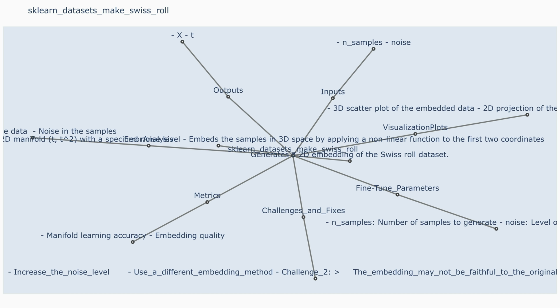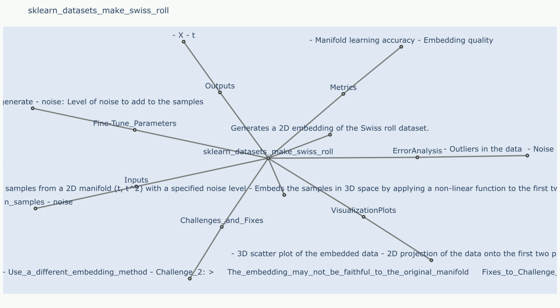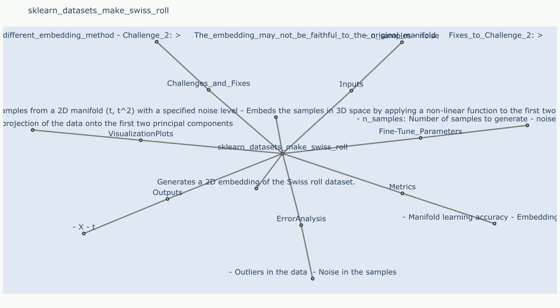sklearn.datasets.make_swiss_roll. Description. This function generates a synthetic dataset resembling a 2D Swiss roll embedded in a 3D space. It's often used for demonstrating dimensionality reduction techniques and manifold learning algorithms. Inputs. N samples: the number of data points to generate. Noise: the level of Gaussian noise to add to the data points. Random state: the seed for the random number generator.